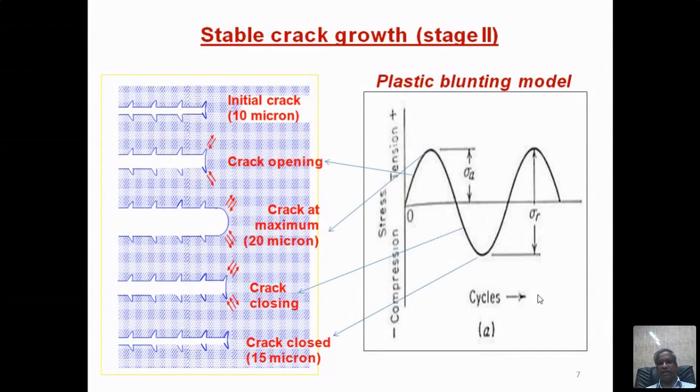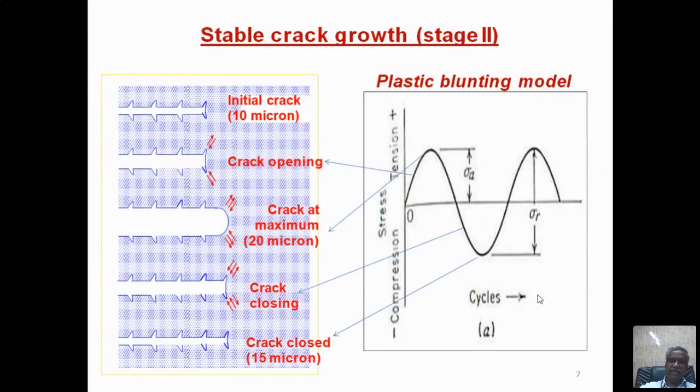Why is it partially closed? You see that from the starting it is 10 micron. At maximum tensile stress, it reaches 20 microns crack length. And after the application of maximum compressive stress, it is closed to only 15 microns. So how much closed? Only 5 micron length of the crack is closed. Still, there is an increment of crack length from 10 micron to 15 micron.